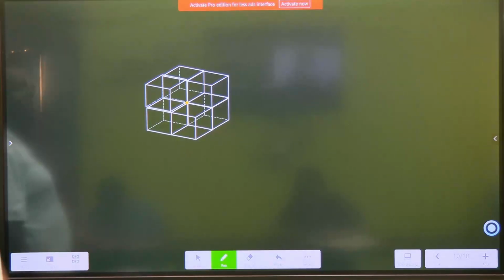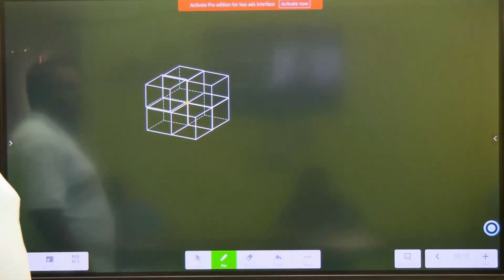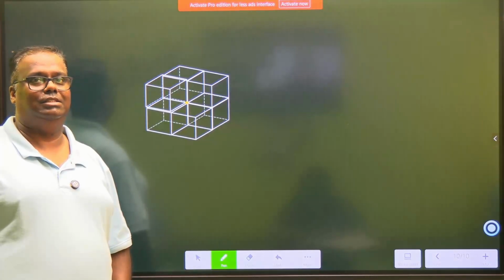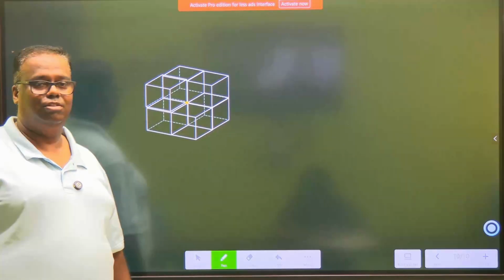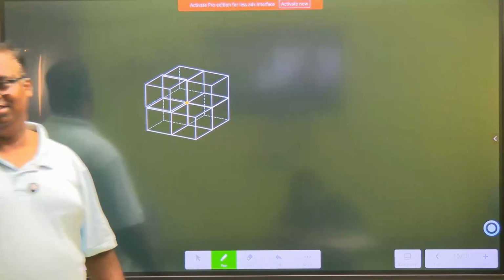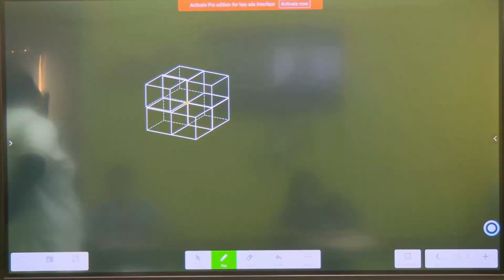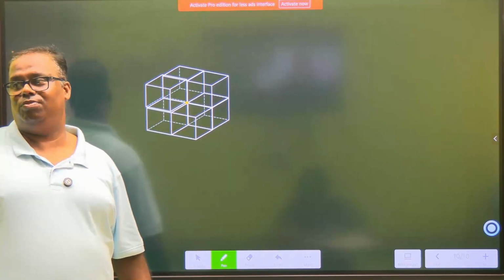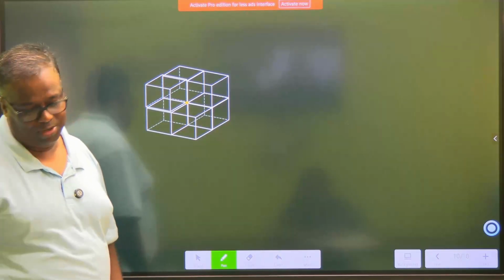This is called a body-centered cube. Fine. 8 times I cloned it. So your 3D surface is how much of the Gaussian surface? 1/8. So the flux becomes Q by 8. That's it.